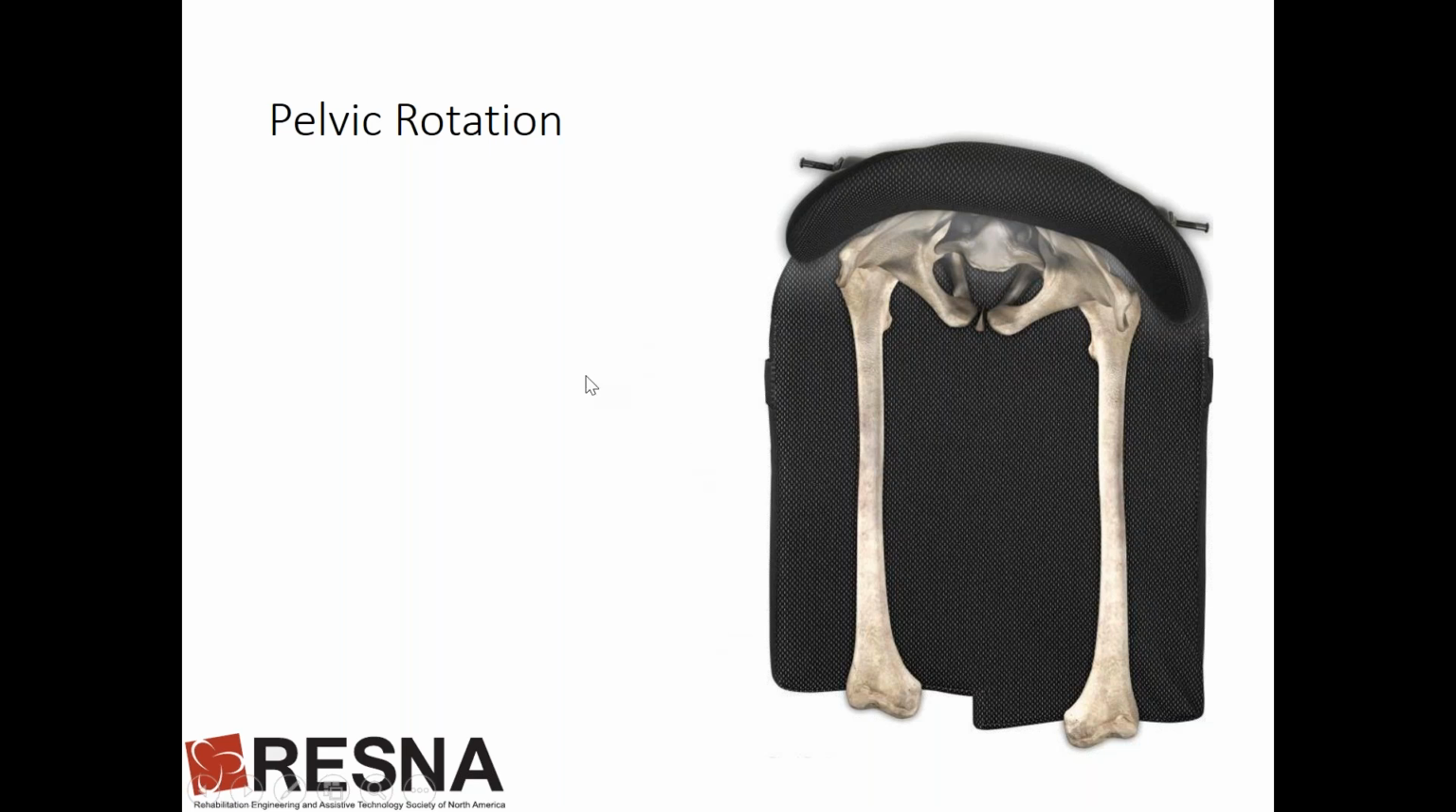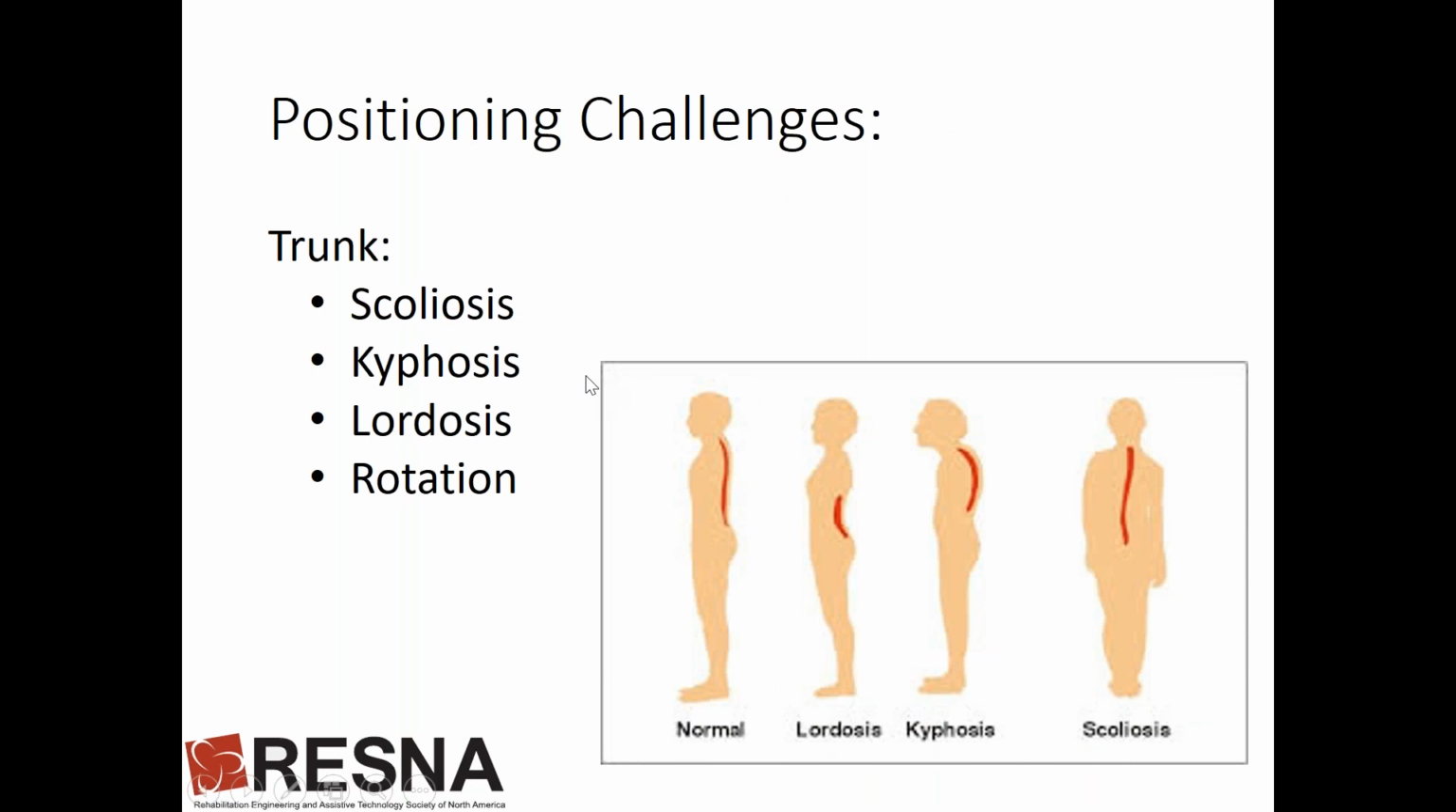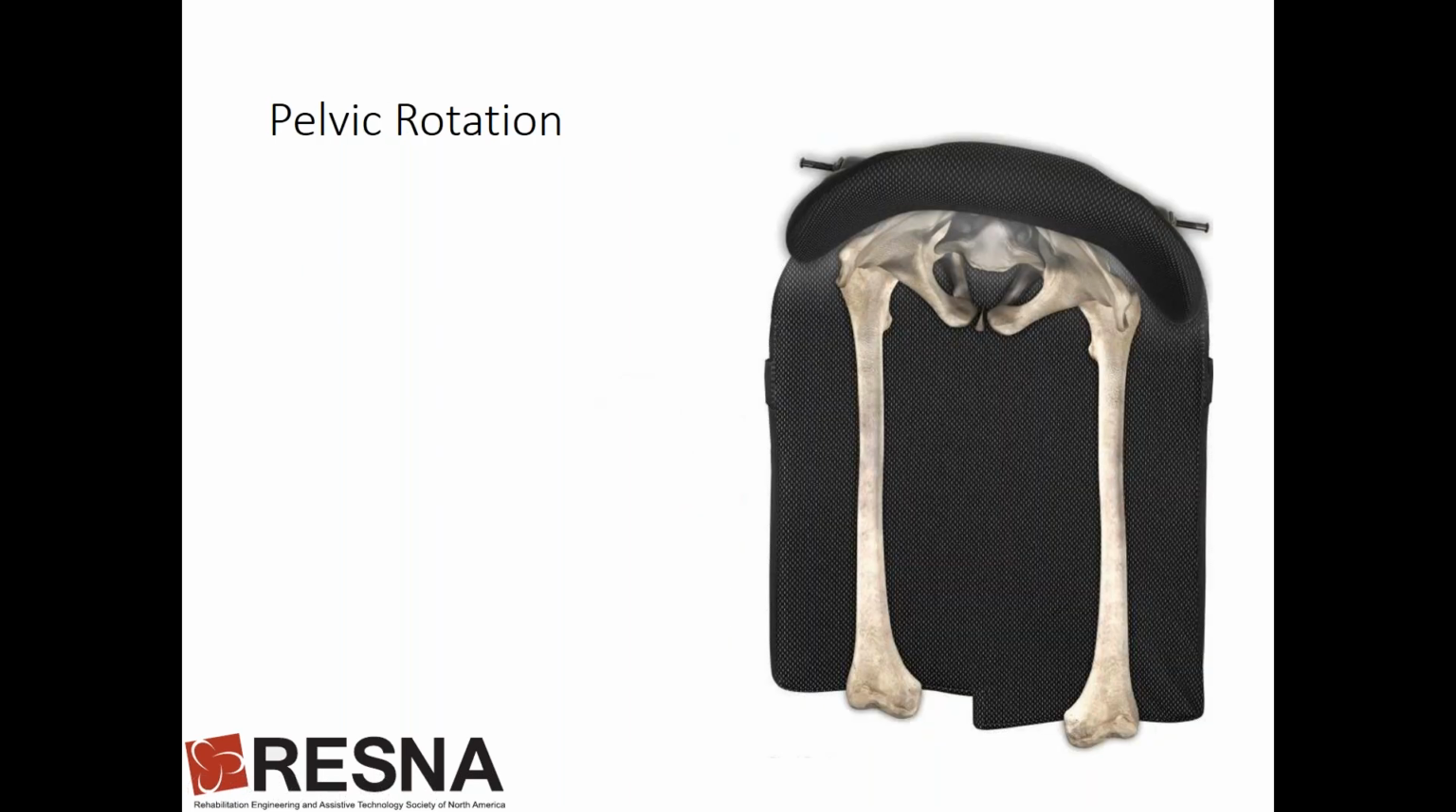So thinking of all the different planes here, your obliquity is your left and right, up and down. Your rotation is forward and back. And then you have your anterior posterior. So anterior posterior is rocking forward and back. Rotation is rotating left and right. And then you have your obliquity, which is lateral.